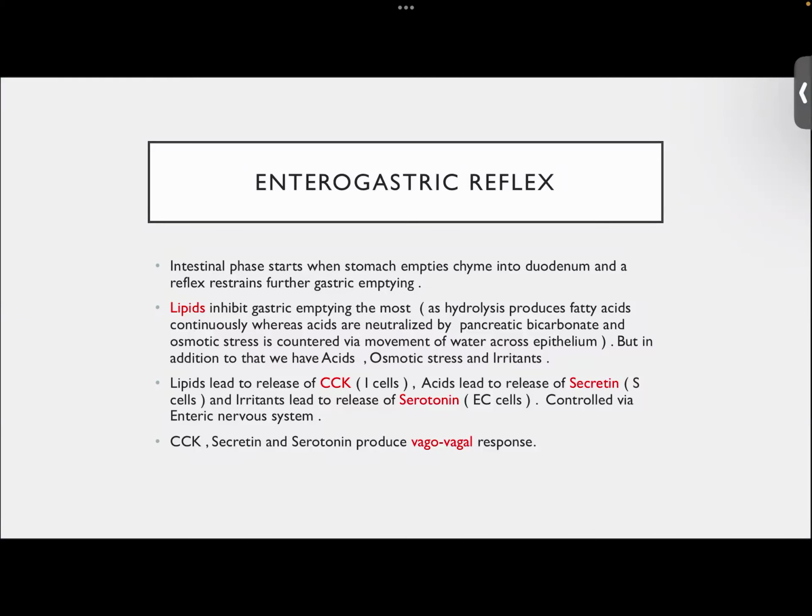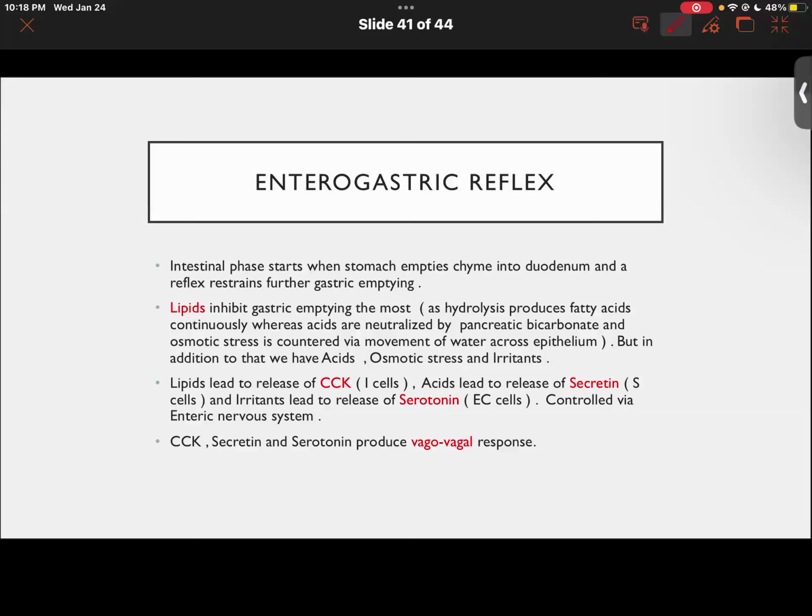Enterogastric reflex. Okay, this is the last one, and then we're done. Alhamdulillah. I know it's super late. I'm sorry, guys. But I promise it's going to be worth it when you get an A in GIT.